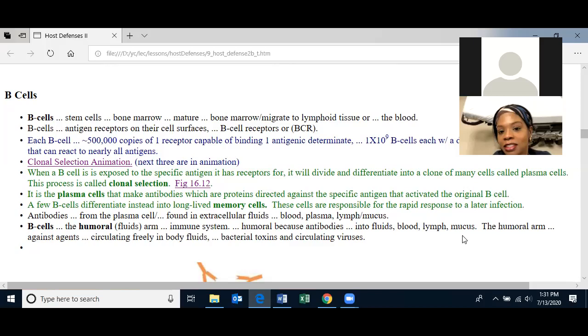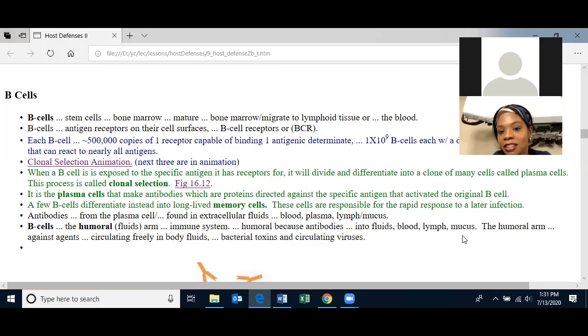And so the antibodies are found in the fluids, and that's why we call it the humoral arm of the immune system, as opposed to the cellular arm of the immune system. The B cells make antibodies which are good at binding to antigens which are freely circulating in the body's fluids, like a bacteria that's invaded the blood or a virus that's freely circulating in the blood.